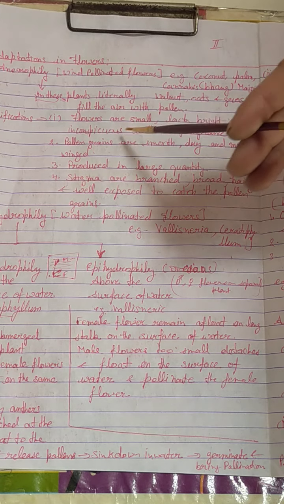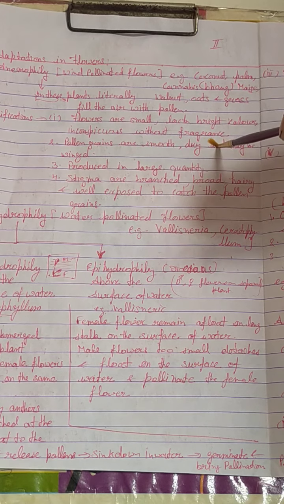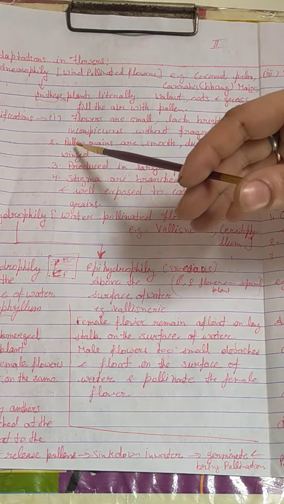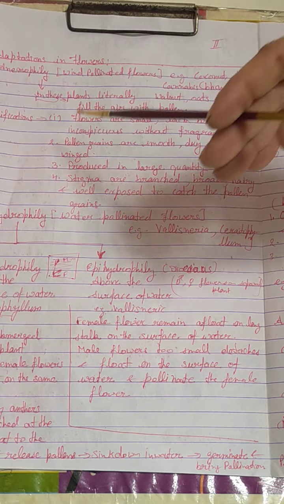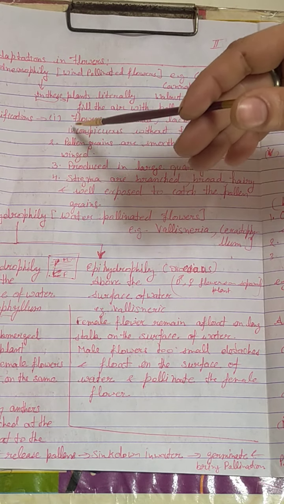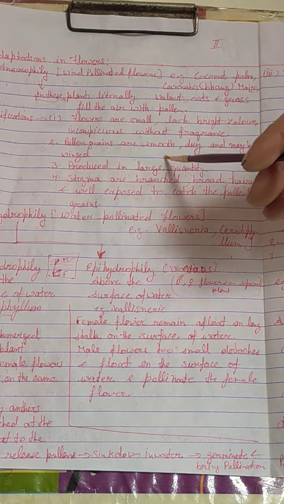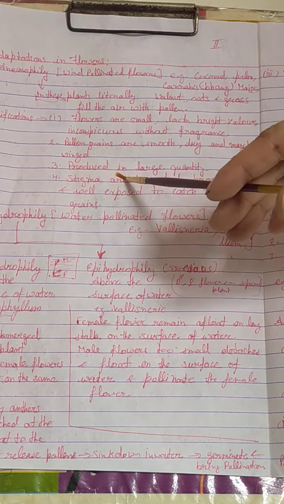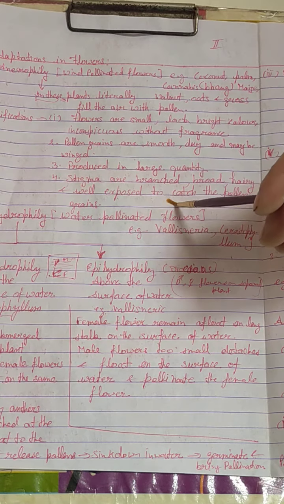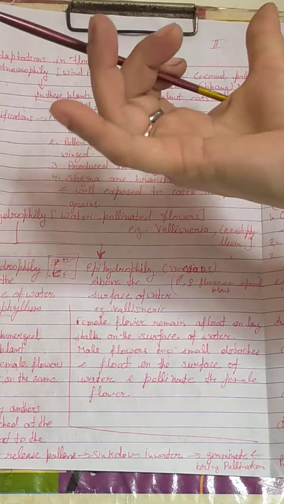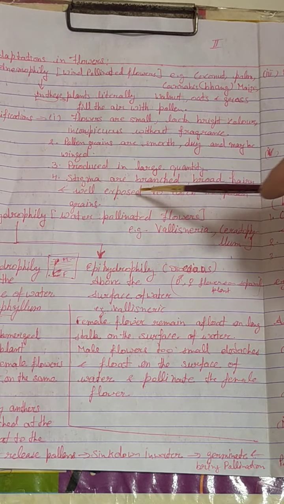no need for bright color. They are inconspicuous, with no attractive shape or form, without fragrance. Next, pollen grains are smooth, dry and may be winged, so that they can easily move by wind. They are produced in large quantity. Stigma are branched and broad, hairy, well exposed, so that air can come in direct contact and pollen can directly land on it.